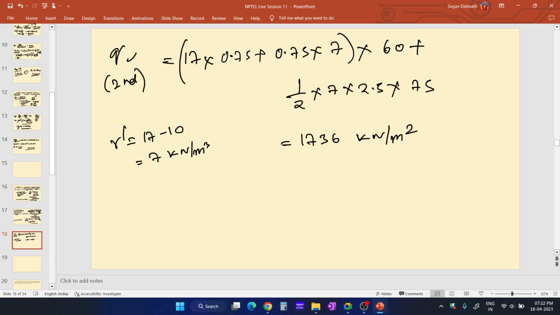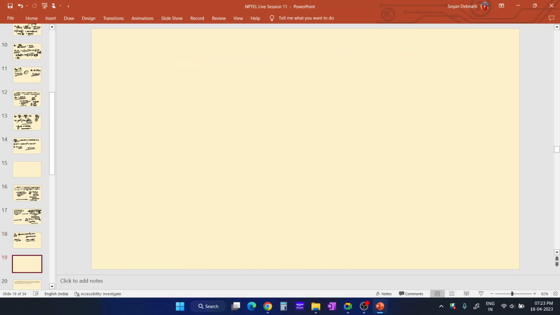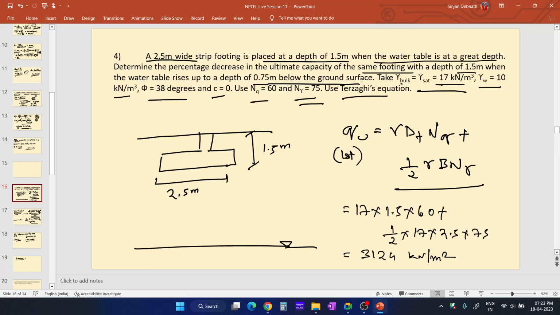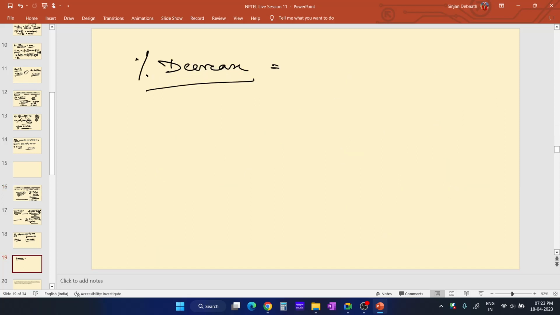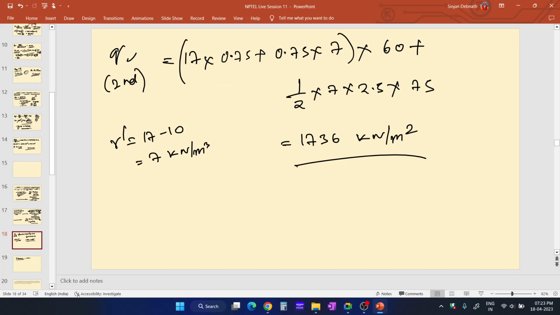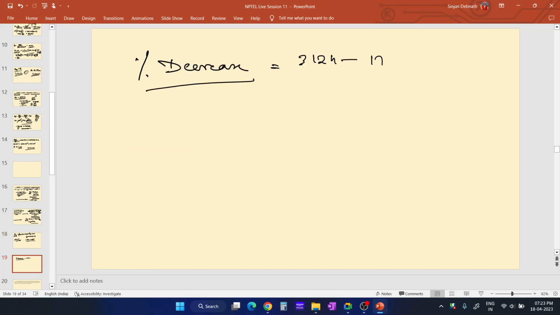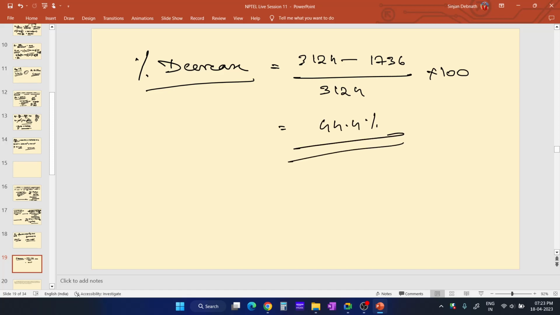Now you have the ultimate bearing capacity value for both the cases. So now you need to find out the percentage decrease. What is the ultimate bearing capacity of the first case? It is 3124. So 3124 minus the ultimate bearing capacity for the second case, which is 1736, divided by the first one, 3124, into 100. So this comes to be around 44.4%. Okay, this is the answer.